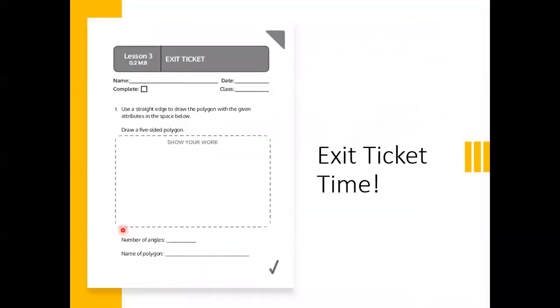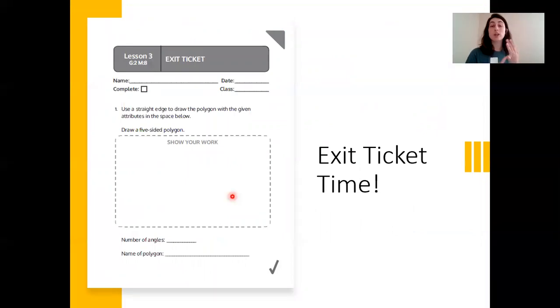Okay, so today on your exit ticket, you're going to get it out after you finish your Zern lesson, and you're going to use a straight edge like we did in this lesson to draw a polygon with the given attributes, which means with those certain features, with those characteristics. So this one says draw a 5-sided polygon. Remember, when there's 5 sides, how many angles are there?